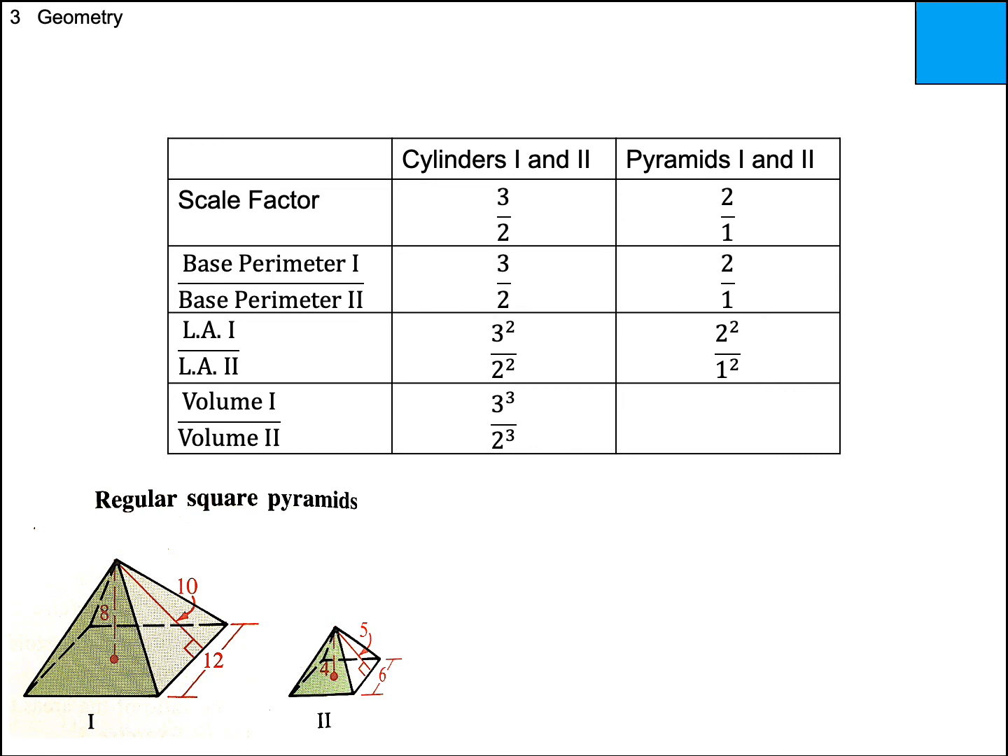What should we get with the volume? Okay, I know we're waiting for this not to work, and trust me, it does work. So yeah, we should expect that we should get 2 to the third power over 1 to the third power. Let's see if that works for volume.